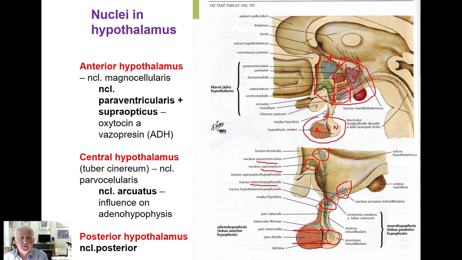So that is a little division of the hypothalamus into the anterior part, central hypothalamus and posterior hypothalamus, and the basic names of nuclei important in the hypothalamus. In those nuclei are sitting the bodies of the neurons, and the axons running from these two important nuclei go down through the infundibulum to the posterior lobe, to the neurohypophysis.